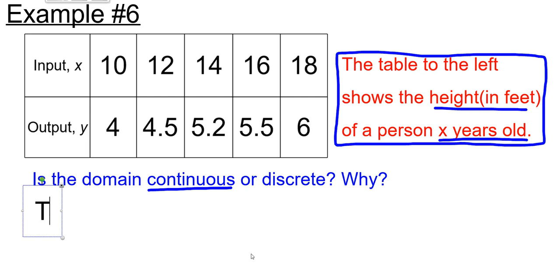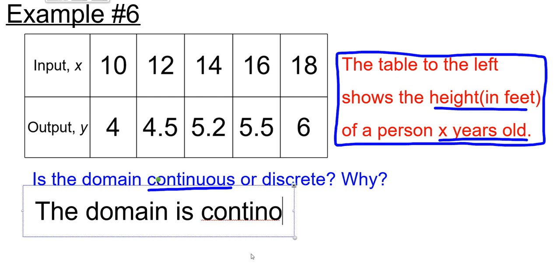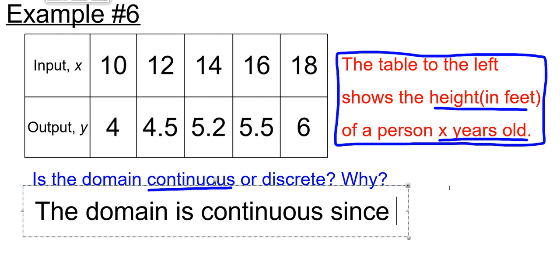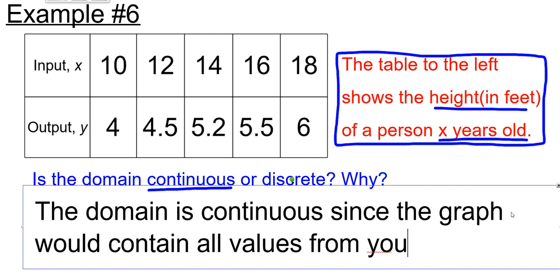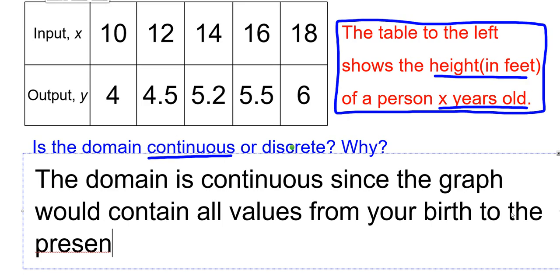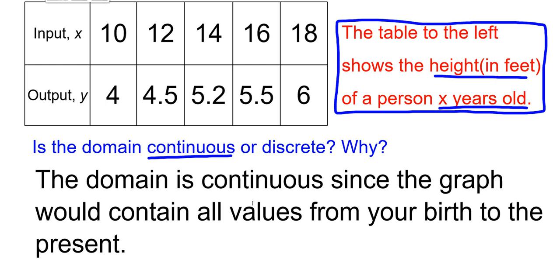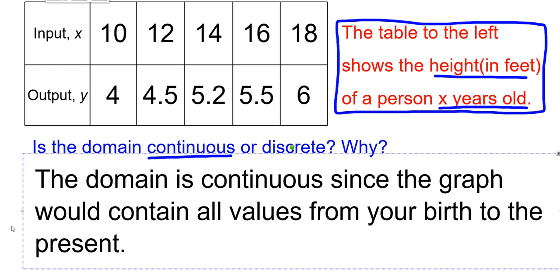So what I'm going to say here is the domain is continuous since the graph would contain all values. I'm going to say from, well, I can't really say from a certain number up to a certain number. I suppose I could say from your birth to your death, but I'll just put to the present to keep it a little less morbid. There we go. So the domain is continuous since the graph would contain all values from your birth to the present.